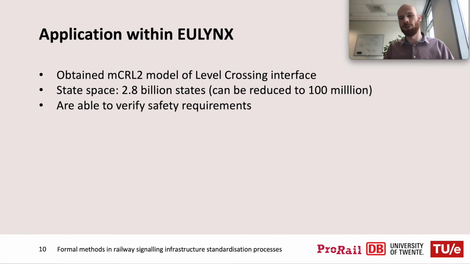So we used to have that you first select the transition and then you execute some behavior and then you send the message on a port. And by slightly changing the semantics and combining some of these steps into one step, we can reduce the state space to around 100 million. And that is small enough that we can work with it using the mCRL2 toolkit. So we've been able to verify some basic safety requirements. And we are still in the process of interviewing engineers from DB and ProRail to get more safety requirements that we can verify for this model.